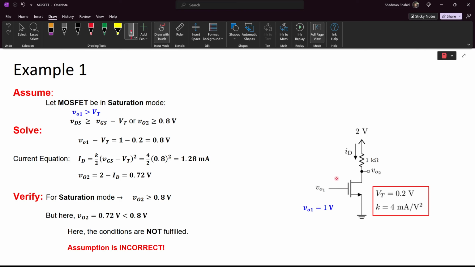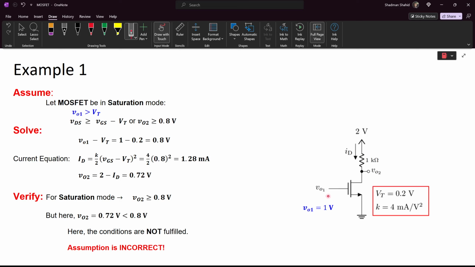Now, usually, it is a good idea to assume saturation mode of operation as our initial assumption. Now, why is that? It's primarily because the current for saturation mode of operation is much simpler than the current that we have for triode mode of operation. And if we have a possibility of our initial assumption to be wrong, then it's usually a good idea to opt for an easier solution rather than a much more complicated equation, right? Because we have that possibility of our solution being wrong.